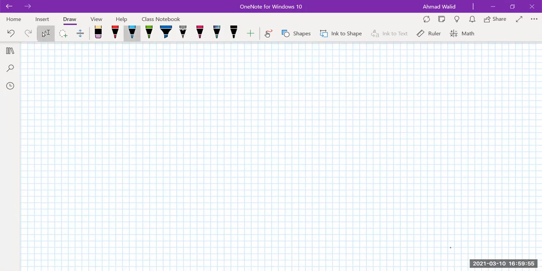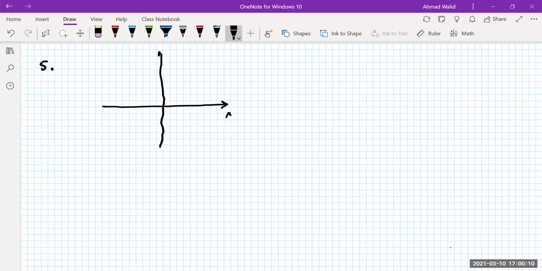Number 5. You saw all these graphs before, right? Now here we make a kind of table for them because now we are using them, right? This function.